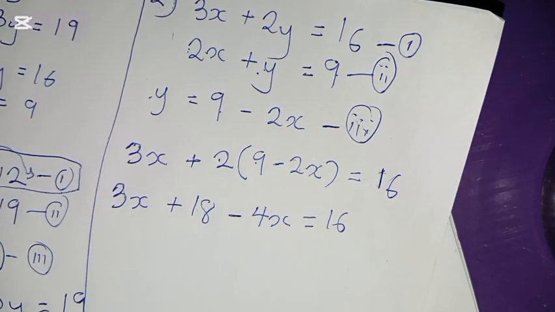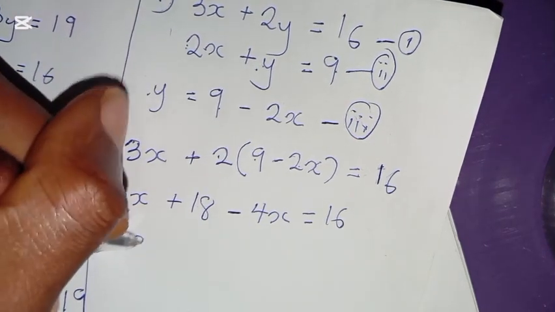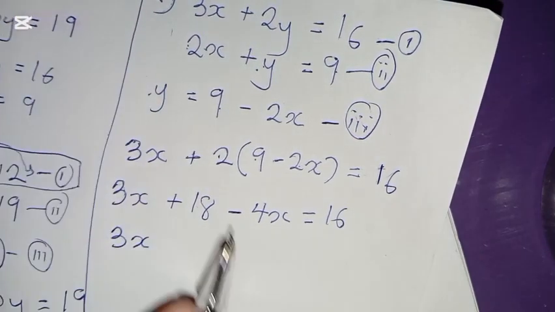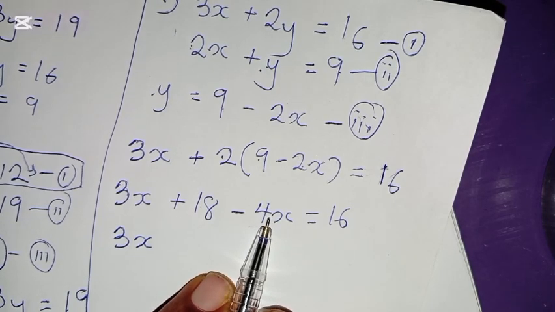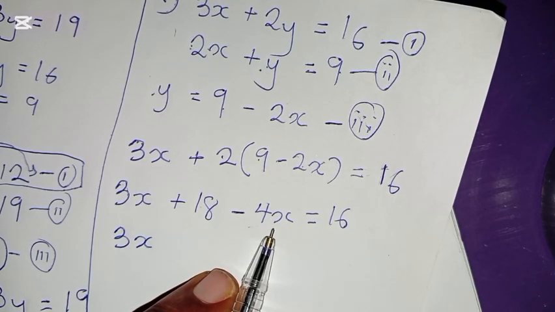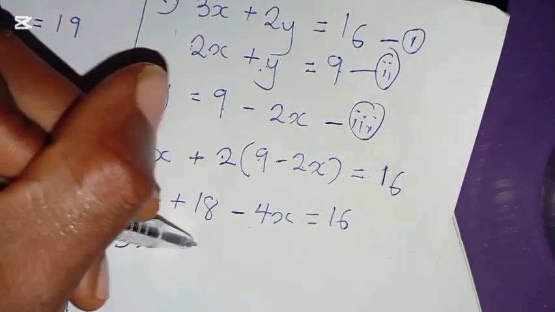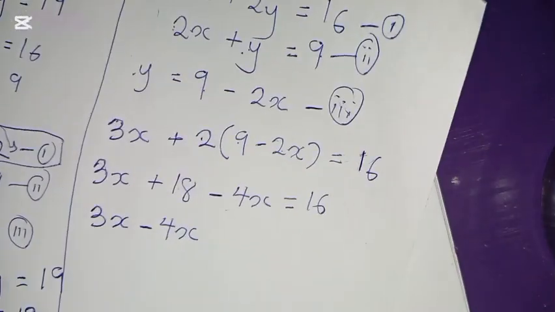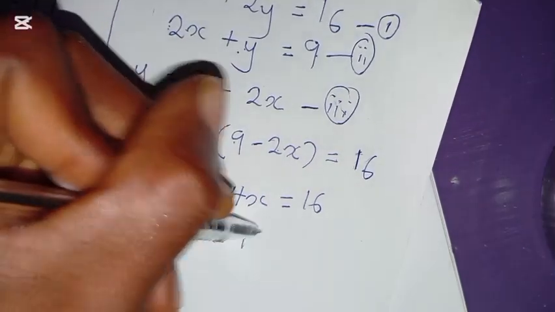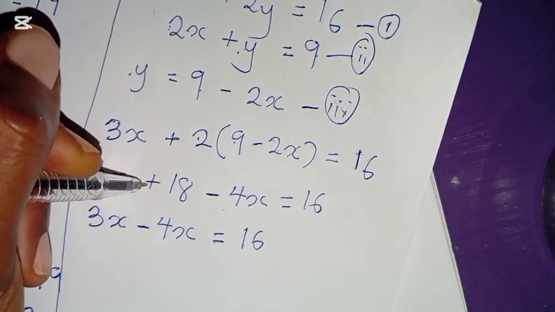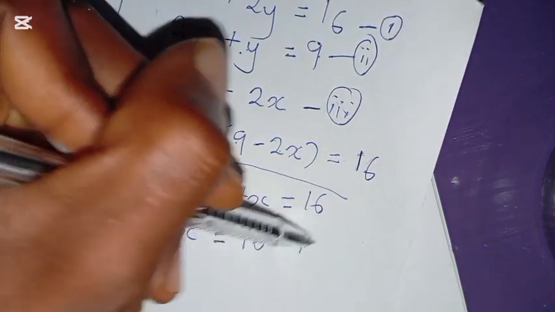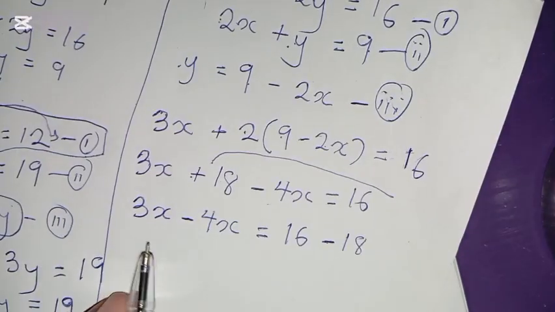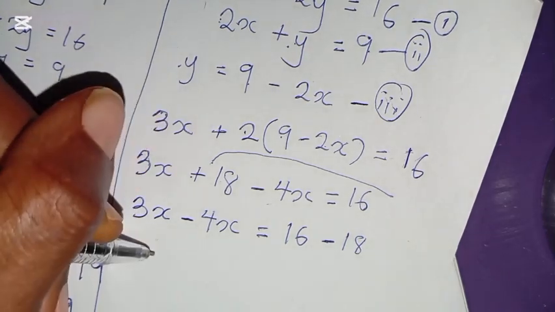So we collect like terms in this place, like we did in the other parts. We know 3x has a coefficient of x, and minus 4x also has a coefficient of x. So let's put them together so they can subtract from each other. So that is minus 4x equals 16, and this plus 18 moves to the other side and becomes minus 18. Now 3x minus 4x gives us minus x.